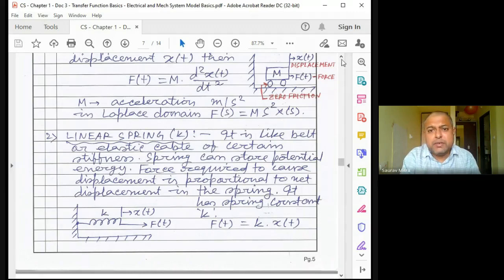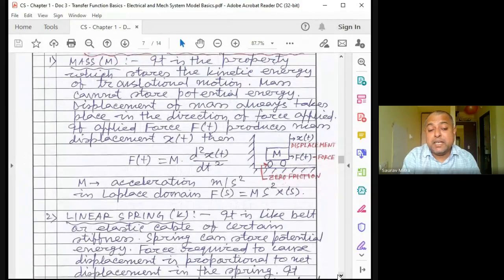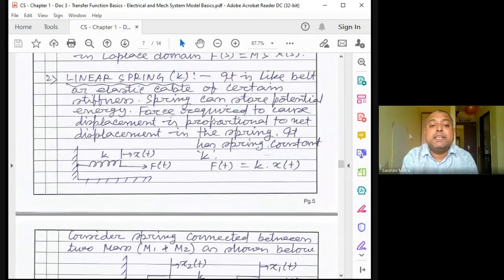Above we have seen that the mass cannot store potential energy. Mass always moves in the same direction as the force applied, so mass cannot store potential energy. But in this case, you will find that the spring can store potential energy. There are two types of energy, kinetic and potential.